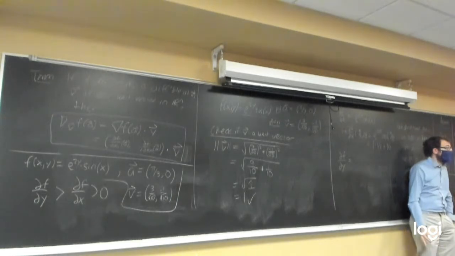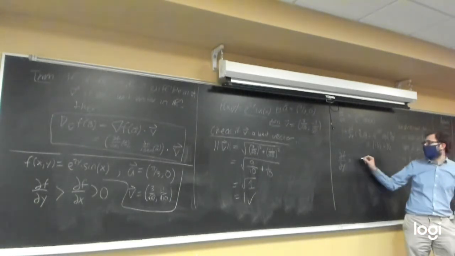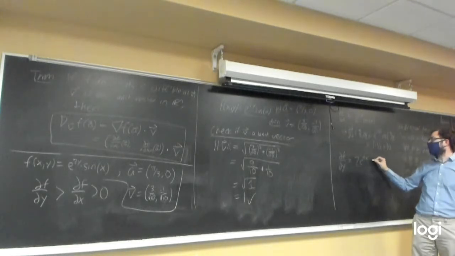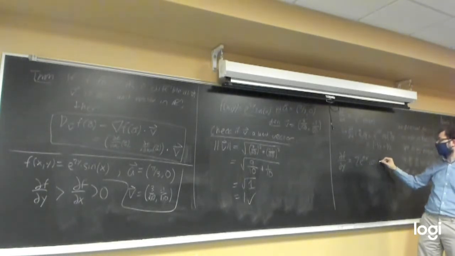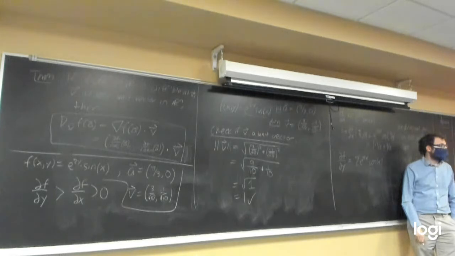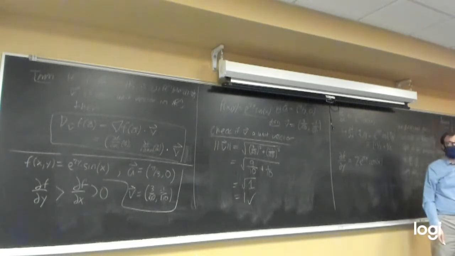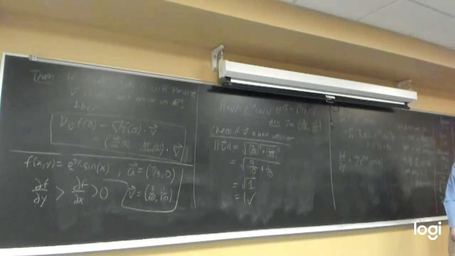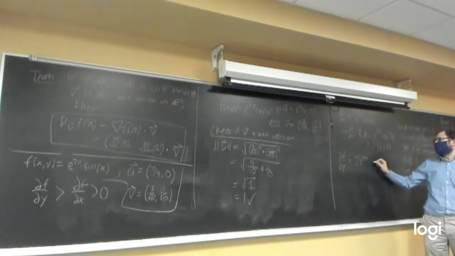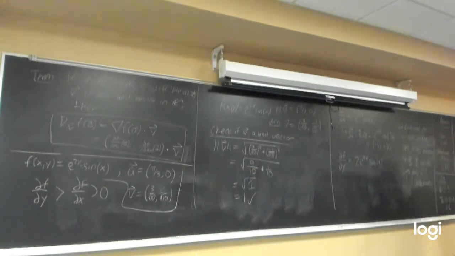Holly, how about our partial derivative of f with respect to y? 2e to the 2y cosine x? For the function f over there? The e to the 2y sine x. Oh, it's sine x, I'm sorry. Yeah, sounds like you were trying to differentiate with respect to x and y there.